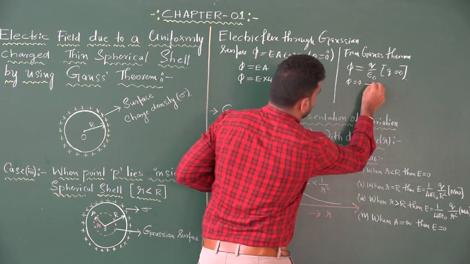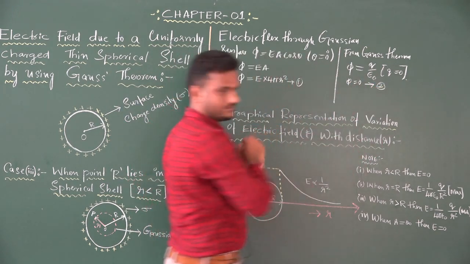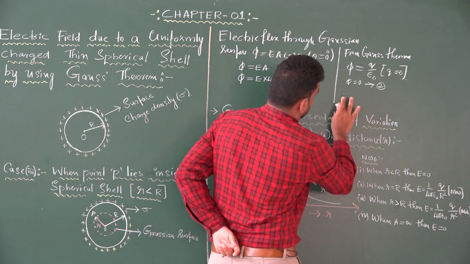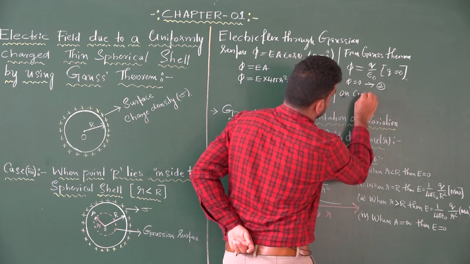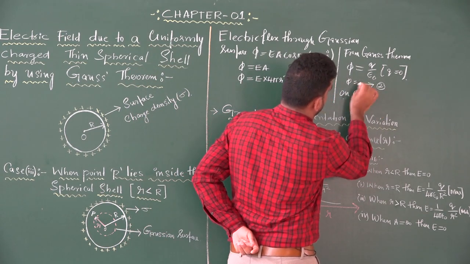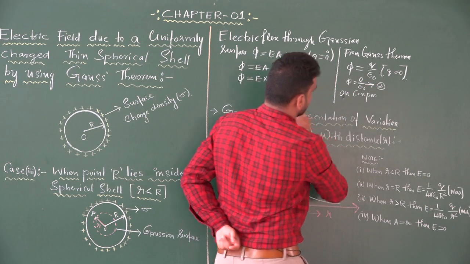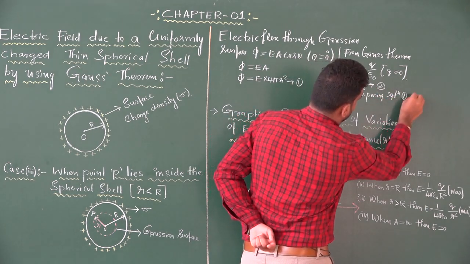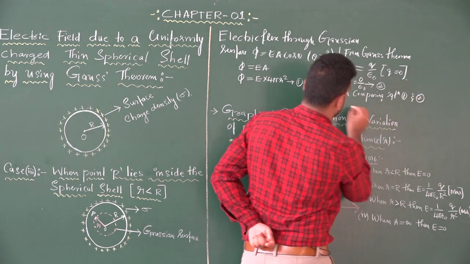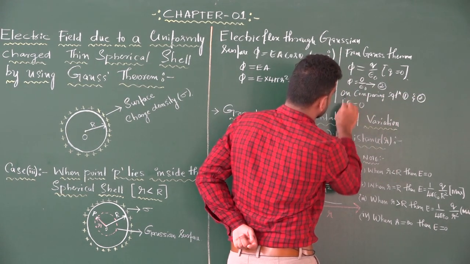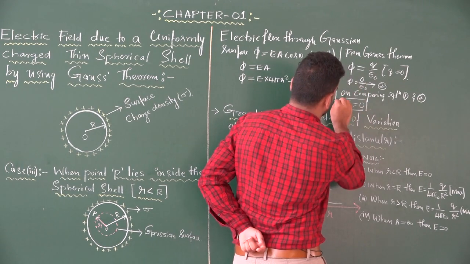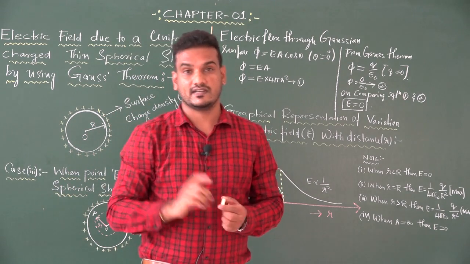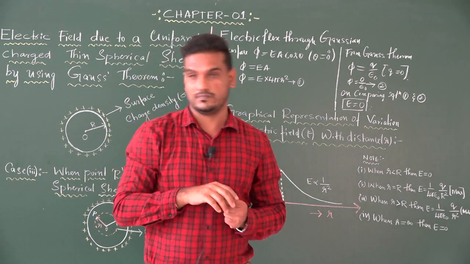So we can make it as equation number 2. So compare equation number 1 and 2, and comparing, here we can write 0 by epsilon naught itself. Comparing equation 1 and 2, you will get E is equal to 0. So inside the spherical conductor, electric field is 0.